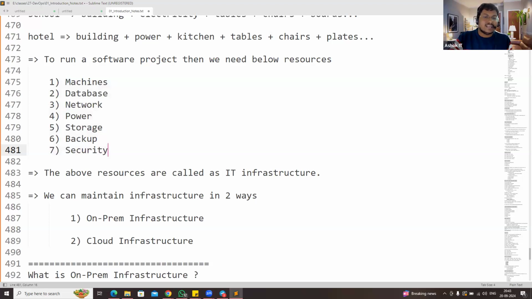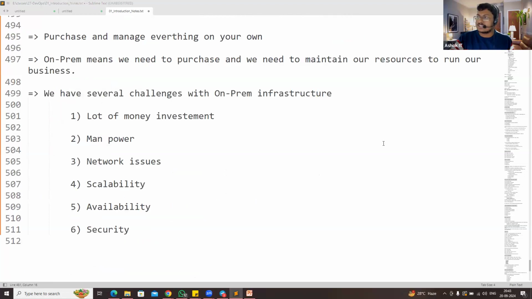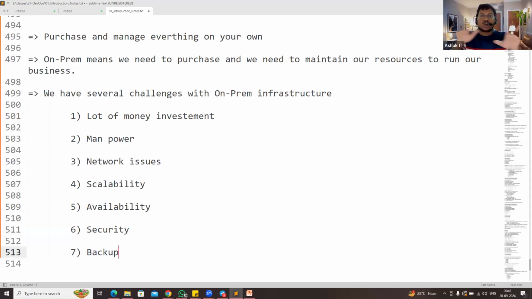But how to manage that? Who will manage that infrastructure? And you need to take care of all these things, and you need to take care of backup. What about the backup? Today some earthquake happened in your area, your building collapsed, your systems crashed. What about your data? How will you recover your data? Where is your data backup? How do you recover the data from that?